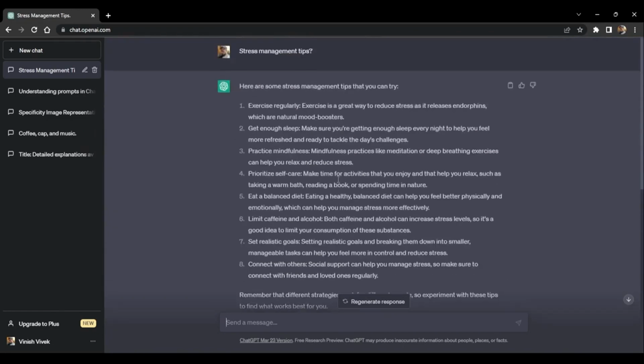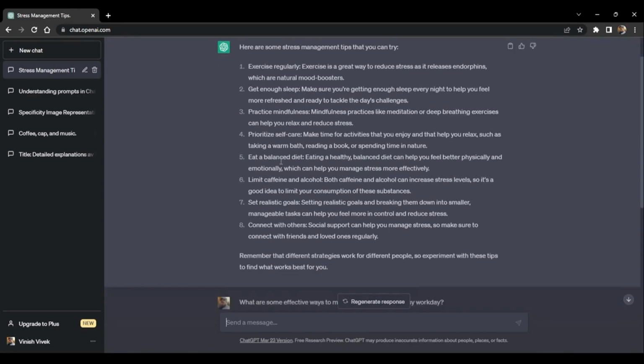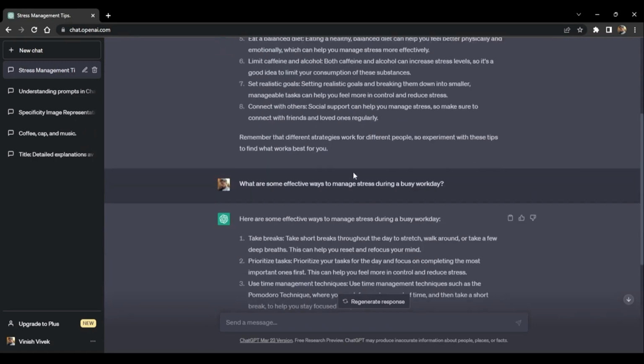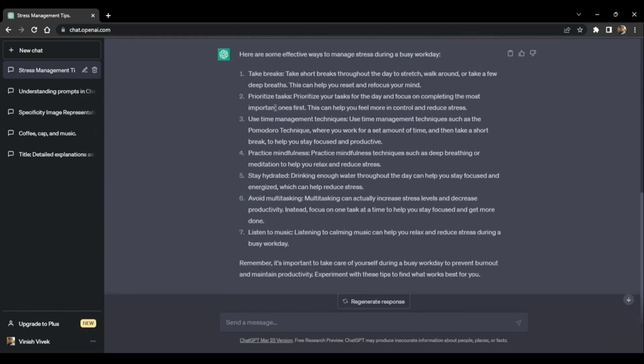Just a simple example. Now, notice that the answers were given to us in this case as well. When we asked for stress management, we were told to exercise, get enough sleep, prioritize self care, eat a balanced diet, limit caffeine, and things like that. But when I mentioned that it was specifically during a busy work day, my results have completely changed. Here I've been told to take breaks, prioritize my tasks, use time management techniques, mindfulness, stay hydrated, avoid multitasking, and also listen to music. The answers were more relevant to what I'm looking for.